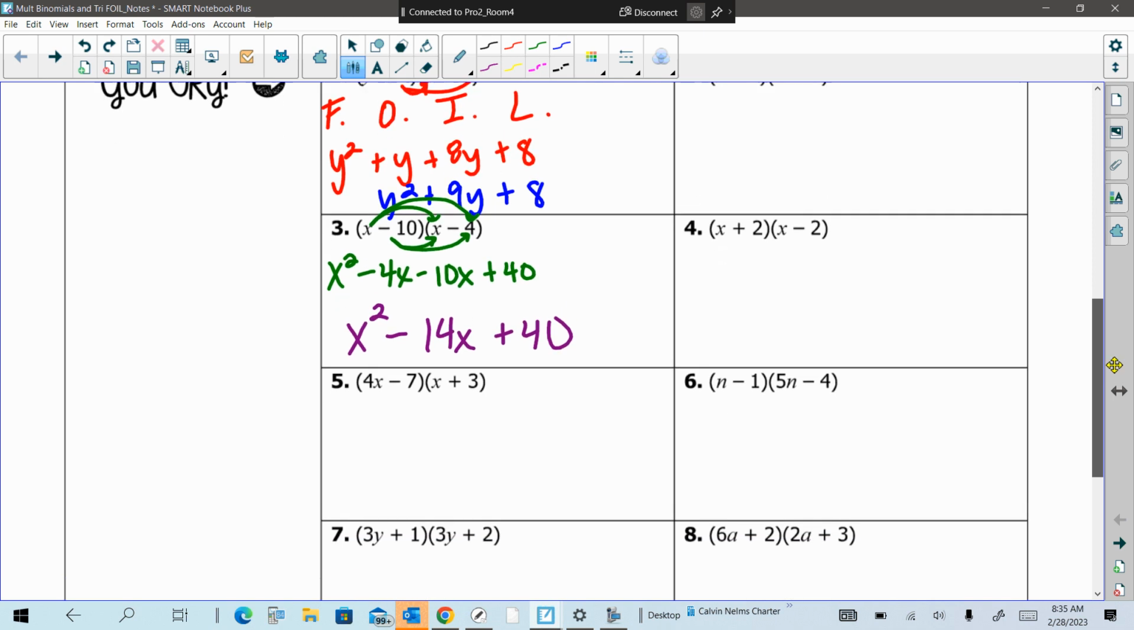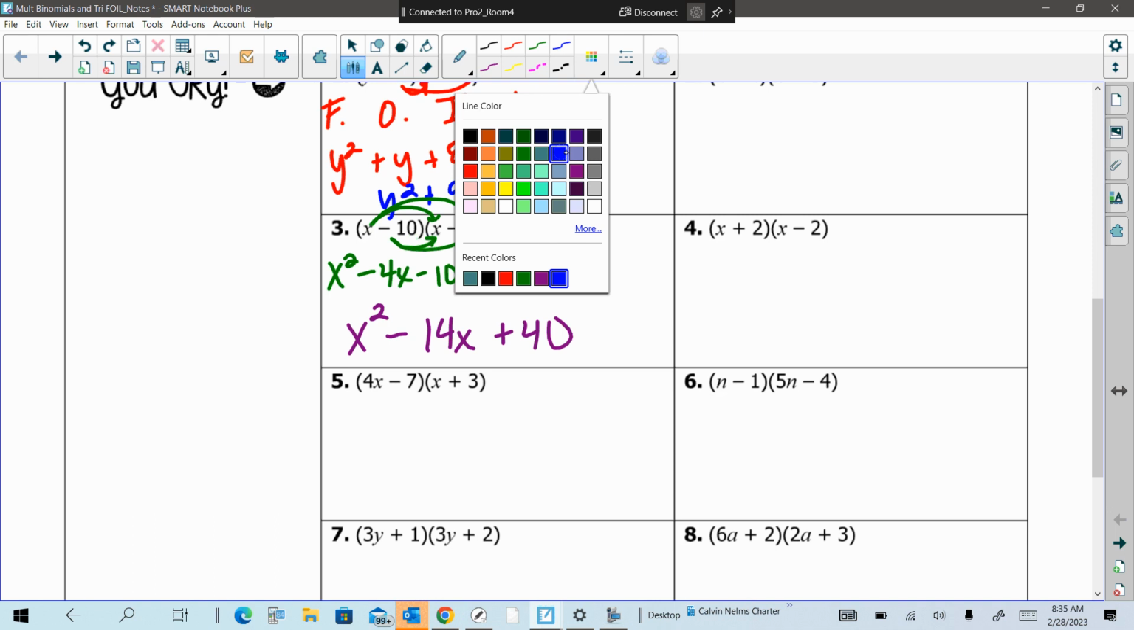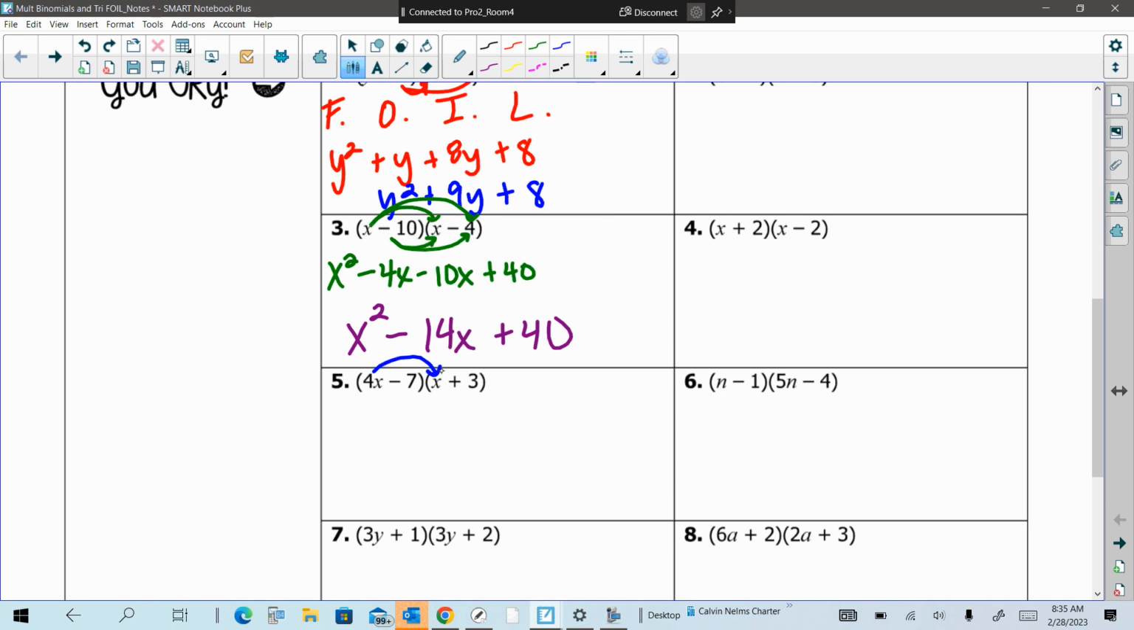Now, if you have a coefficient with your variables, just make sure you're multiplying those as well. So 4x times x gives you 4x squared. 4x times 3, that gives us 12x. Negative 7 times x gives me negative 7x. And negative 7 times positive 3 gives me negative 21. So now we just need to combine like terms. 4x squared is the highest exponent. A positive 12x minus 7x is going to leave me with plus 5x. Then minus 21.